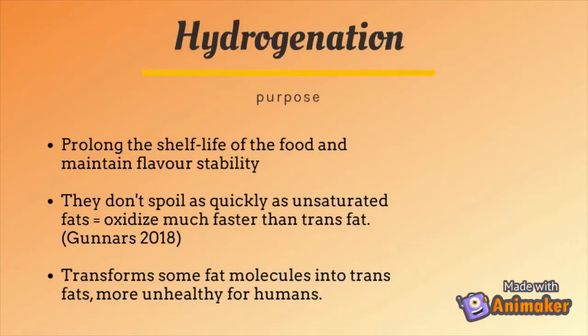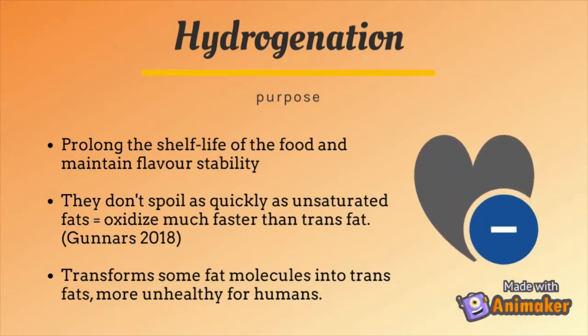Hydrogenated oils are used in the food industry in the manufacture of many foodstuffs. The use of hydrogenated oils helps to prolong the shelf life of food and maintain flavor stability. The purpose is so that they don't spoil as quickly as unsaturated fats, because unsaturated fats oxidize much faster than trans fat. However, hydrogenation transforms some of the fat molecules into trans fat, which are even more unhealthy for humans.